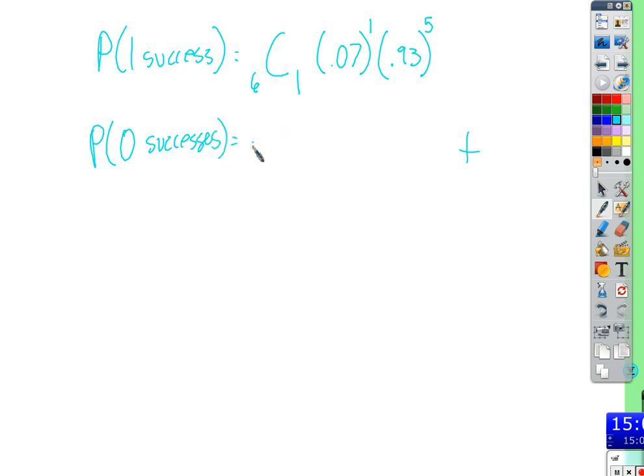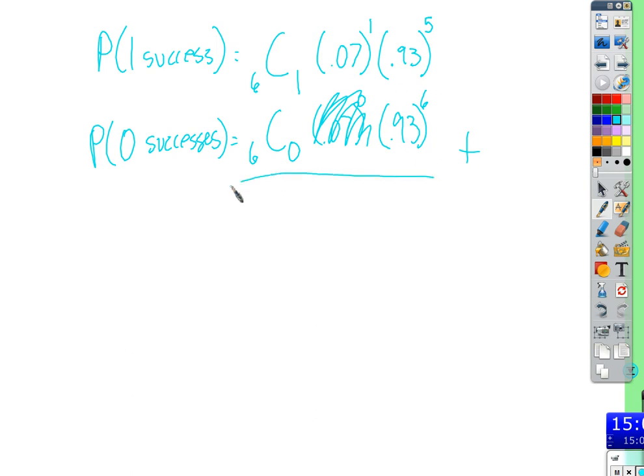That would be 6C0. That's just going to be 1. Anytime you choose 0 things, you would get 1 possibility. All 6 of them are going to be not returned. Right? Okay? Times 0.07 to the 0, right? None of them are returned. And all we have is 0.93 to the 6. And 0.07 to the 0 is 1, because the 0 power is 1. So that's all it is. It's just 1 times 1 times 0.93 to the 6.